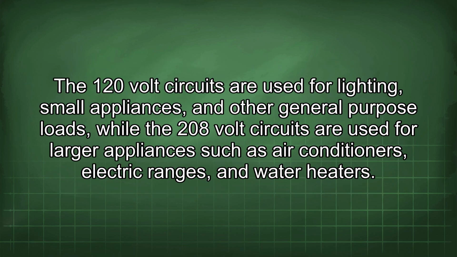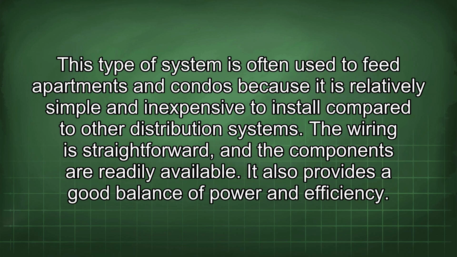The 120 volt circuits are used for lighting, small appliances, and other general purpose loads, while the 208 volt circuits are used for larger appliances such as air conditioners, electric ranges, and water heaters. This type of system is often used to feed apartments and condos because it is relatively simple and inexpensive to install compared to other distribution systems. The wiring is straightforward and the components are readily available. It also provides a good balance of power and efficiency.